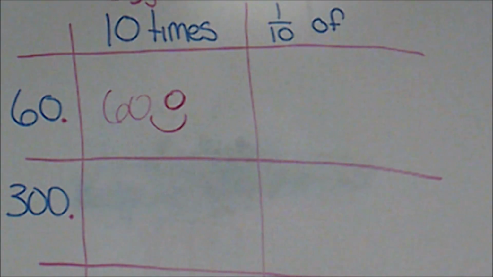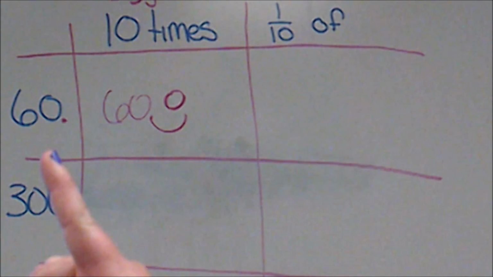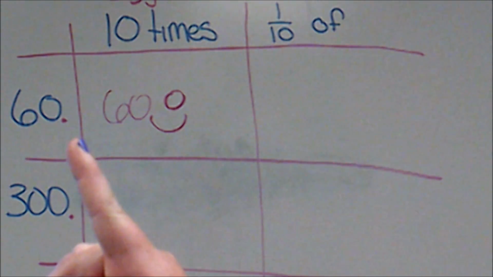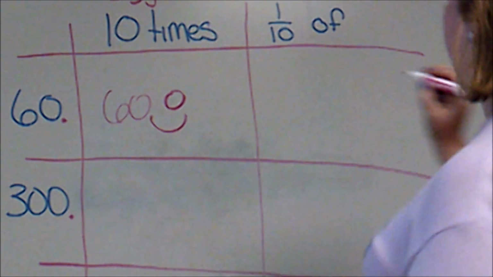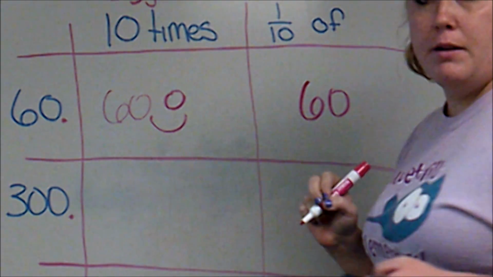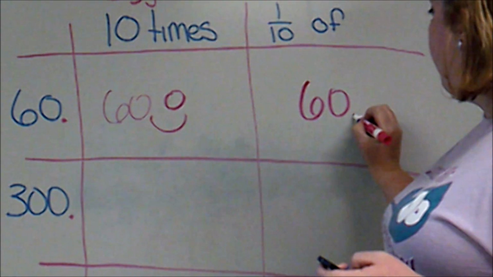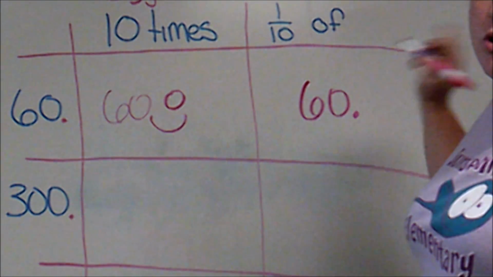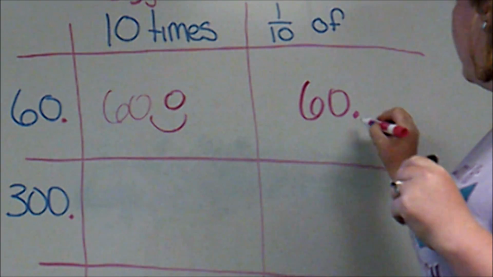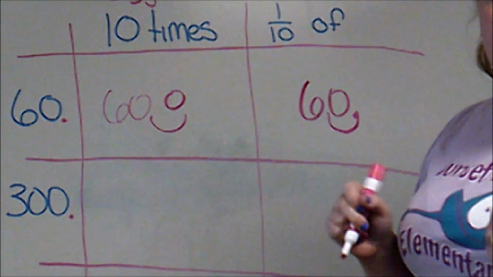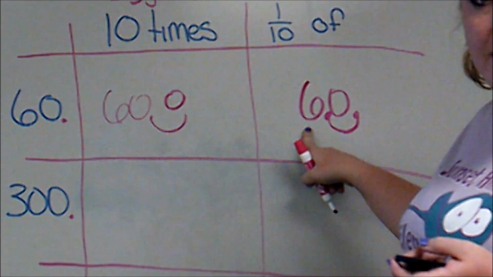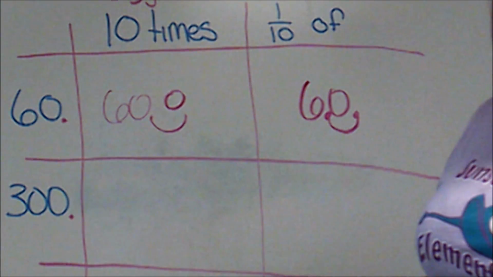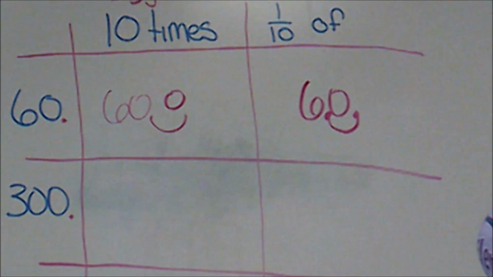Again, looking at my 1/10 of, I know that I'm looking at my 60 right here, and I'm going to say, what is 1/10 of 60? I know my answer should be smaller. Again, I use my invisible decimal, and I bump my invisible decimal 1 place value to the left, because that is the only way to make it smaller. When I do that, my decimal now lives between my 6 and my 0, giving me 6 whole or 6 and 0 tenths.